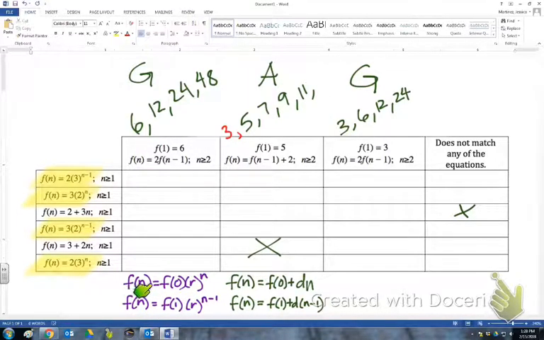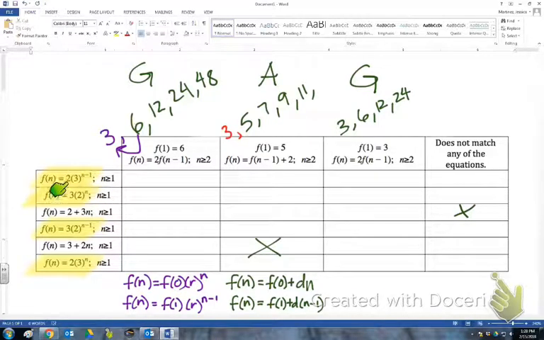The other form says f of n equals f of 0, which is the initial term, times r to the power of n. Well, here I have 6 as my first term, and to get to the next one, I'm multiplying by 2. So to go backwards, I would divide by 2. 6 divided by 2 is 3. So if I plug that into this equation, I have 3 times r, which in this case is 2. I'm multiplying by 2 every time. I have 3 times r to the power of n.